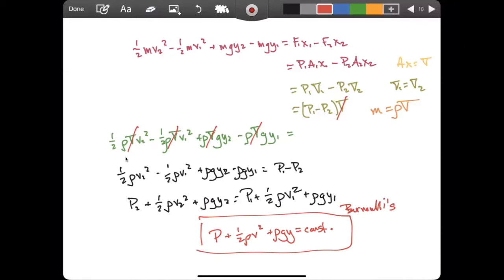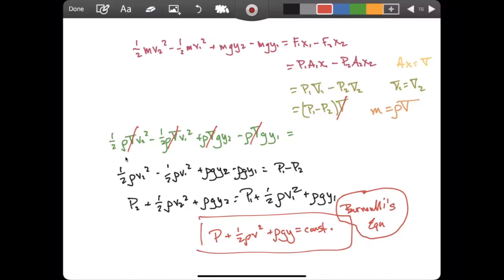Bernoulli's equation is the general form of how a fluid works in motion, when it changes height, changes pressure, and changes velocity. So this is Bernoulli's equation. It is actually very, very powerful, and it tells us a lot of different information.